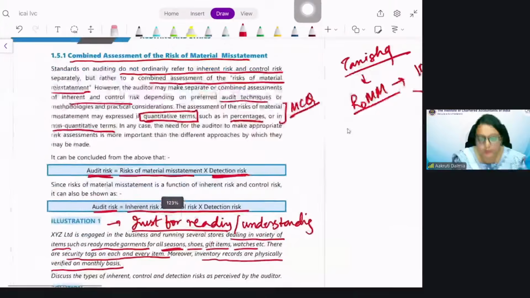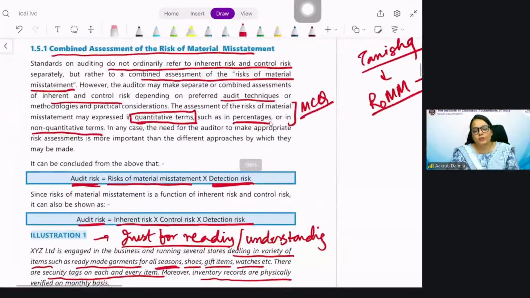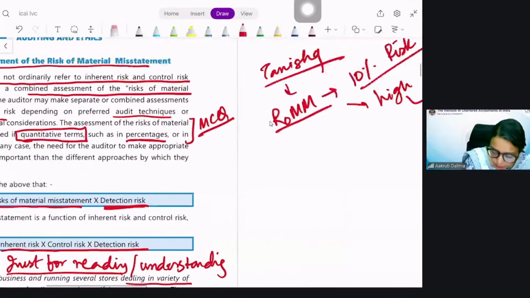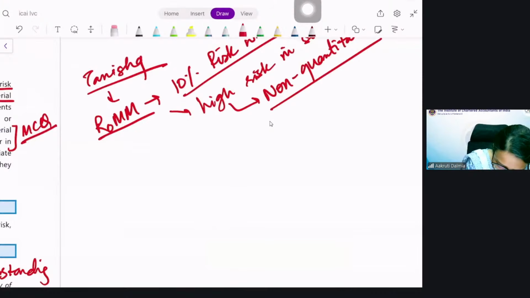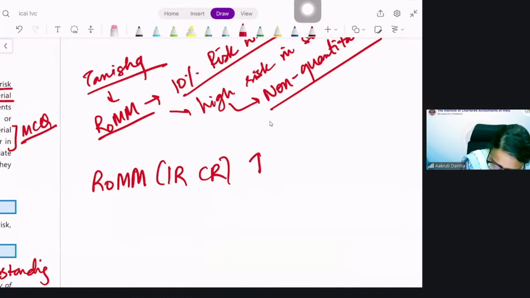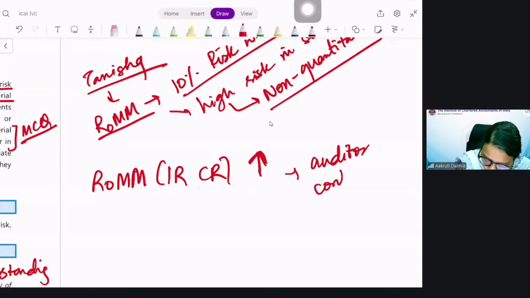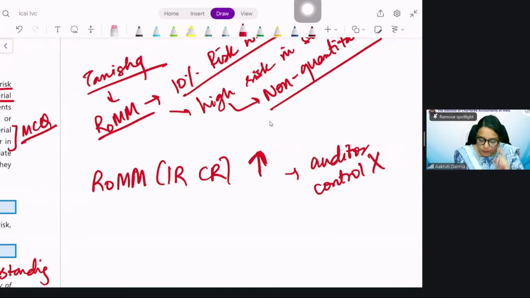Okay. Here only. Can you explain the inverse relationship? Yes, John, I'll do that. So let's say that, John, you found that risk of material misstatement means inherent risk and control risk both are very, very high. Is this in my control? Is this in auditor's control? No, John, right? It's not in auditor's control, John.